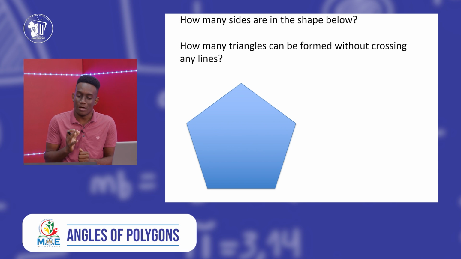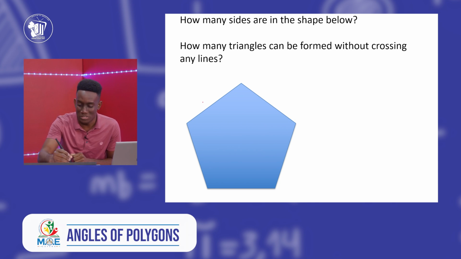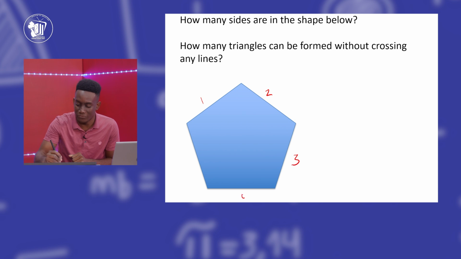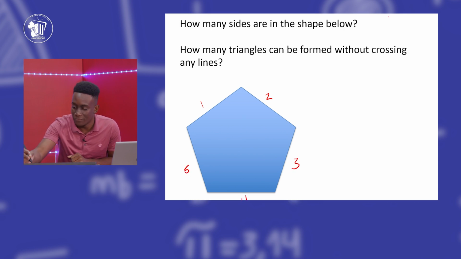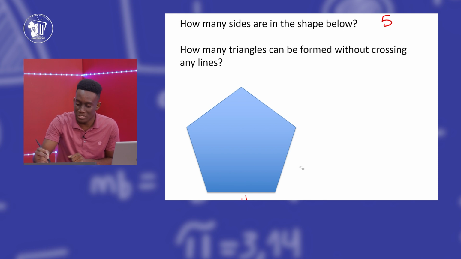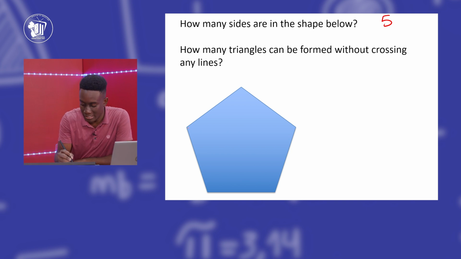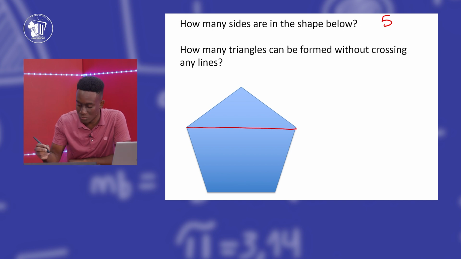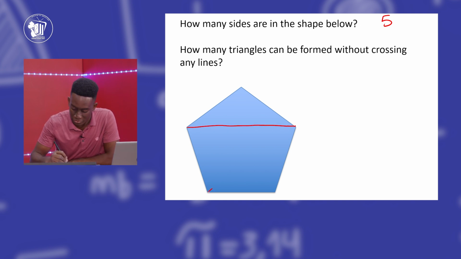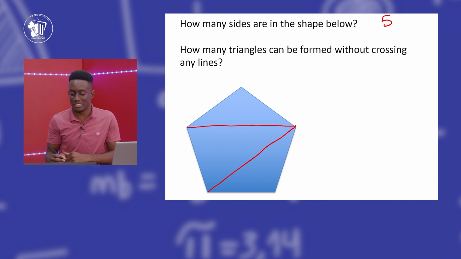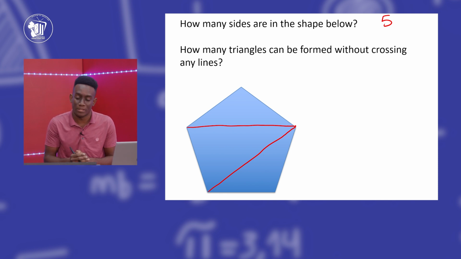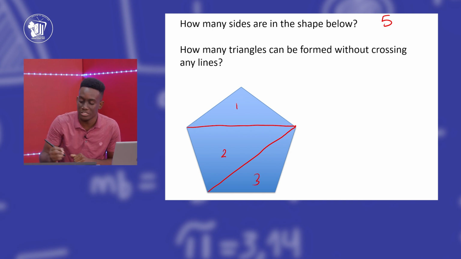The next question says, how many sides are in the shape below? We see we have 1 side, 2 sides, 3 sides, 4 sides, 5 sides. So we have 5 sides. And the next question says, how many triangles can be formed without crossing any lines? If we draw a line straight across here, that would give us 1 triangle. And then if we draw a line straight across here, that would give us another triangle, and we did not cross any sides yet. We cannot form any other triangle because if we try to, we will either touch one of the lines that we drew or it will cross a line. So we have 1, 2, 3 triangles.